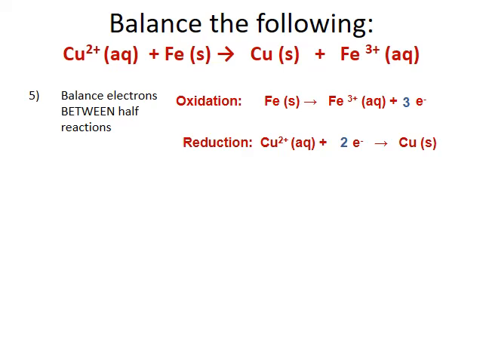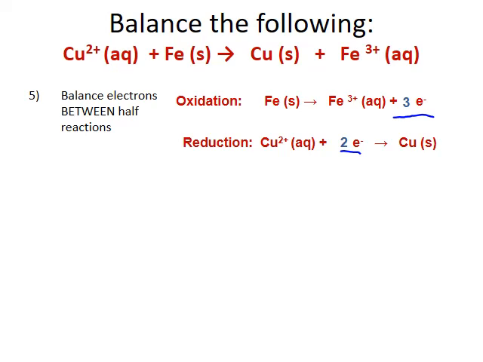Before we can add the 2 half reactions back together, though, we need to balance the electrons between the half reactions. And this means we need to make sure that the number of electrons in each half reaction is the same. In other words, all the electrons that are lost in oxidation have to be gained in the reduction process. So we have 3 electrons lost in oxidation and 2 gained in reduction. This is clearly not the same. Unfortunately, we can't just change the coefficient from 2 to 3 on the reduction half reaction to get them to be the same. If we did so, the reduction half reaction would no longer be charge balanced.